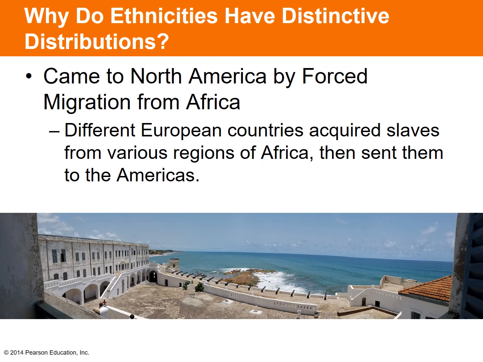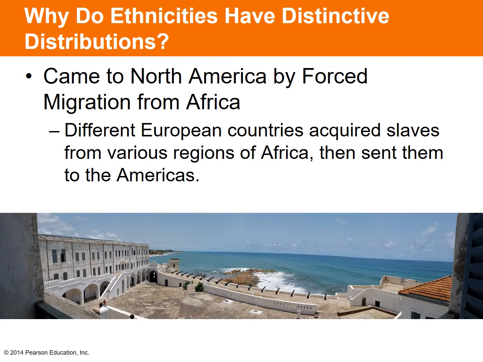Let's go back to the international migration, forced migration from Africa. Different European countries acquired slaves from various regions of Africa and sent them to the Americas. This is a picture that I took in Cape Coast Castle. It's not really the kind of castle that we think of, but that's what it's called. But in actuality, it's a slave fort. And this is where slaves would be brought to be put on slave vessels known as slavers, ships that would take them across the Atlantic.